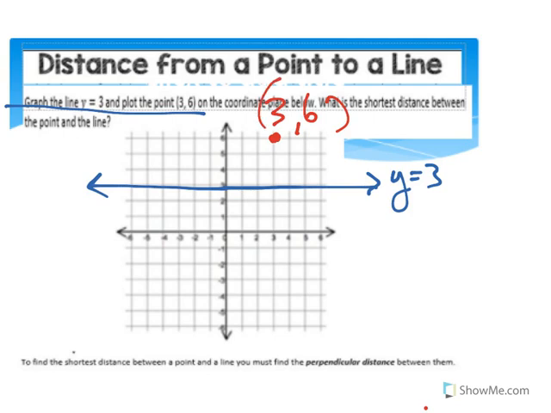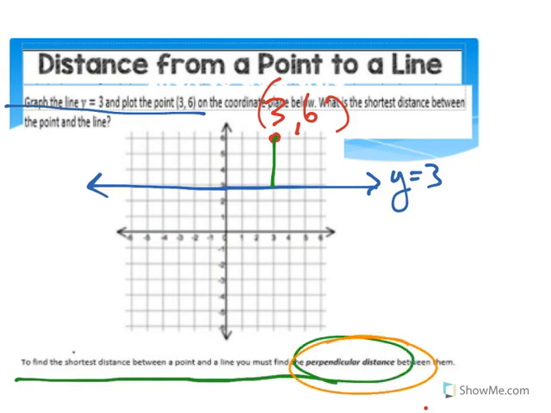Now, what is the shortest distance between the point and the line? Well, it's just this one right here. I wouldn't go over here and then come over here, and of course not this way or this way. The shortest distance is from here to here. Notice the kind of angle that is being created here. To find the shortest distance between the point and the line, you must find the perpendicular distance between both of them. So this green line that extends down from this red point would create a 90-degree angle with the blue line y equals 3. Remember, shortest distance is what we're looking for: straight lines.